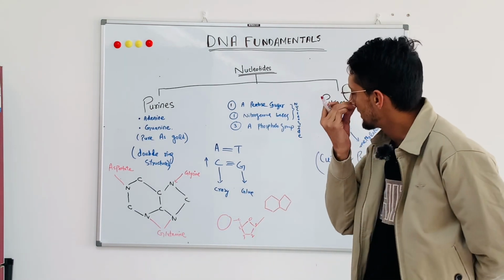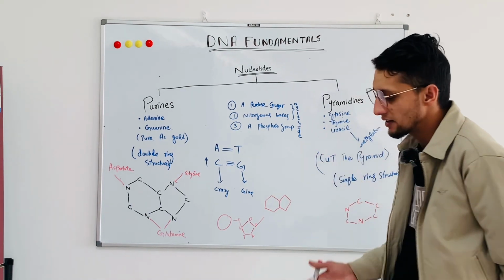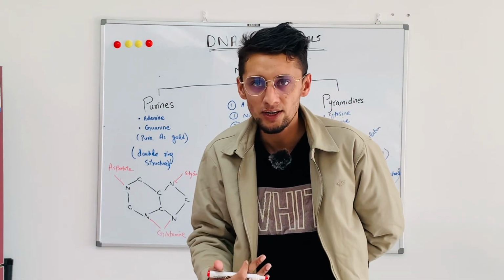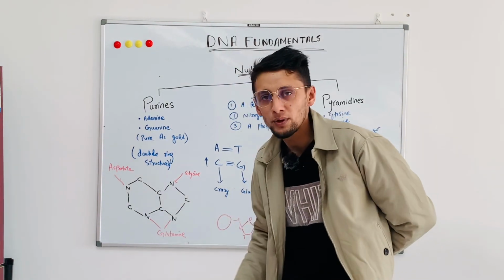We have discussed in detail. This is the first lecture which is all about this, and now in the next section we are going to discuss the structures, how these structures actually come from purines and pyrimidines.